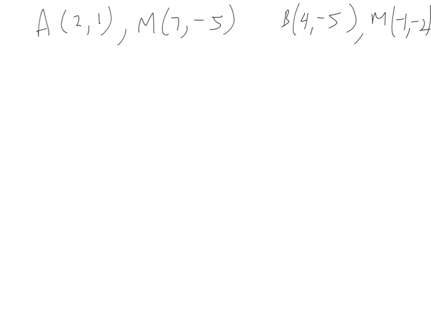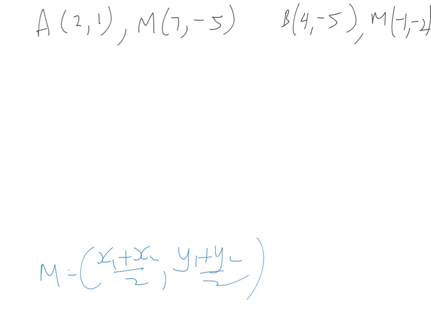So for this one, we do need to use the formula. Now we know that M equals x1 plus x2 over 2, y1 plus y2 over 2. We know that's the case. So what we can do for this, if we've got our midpoint here of 7 and negative 5, sorry, we can say that this 7 is equal to this, and we know that x1 is 2. So we can just combine them.